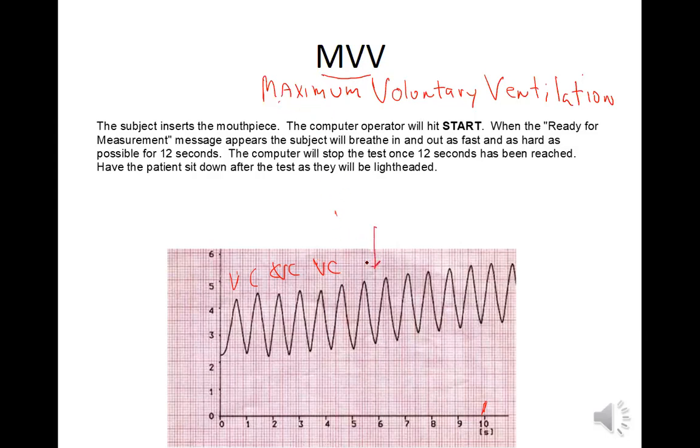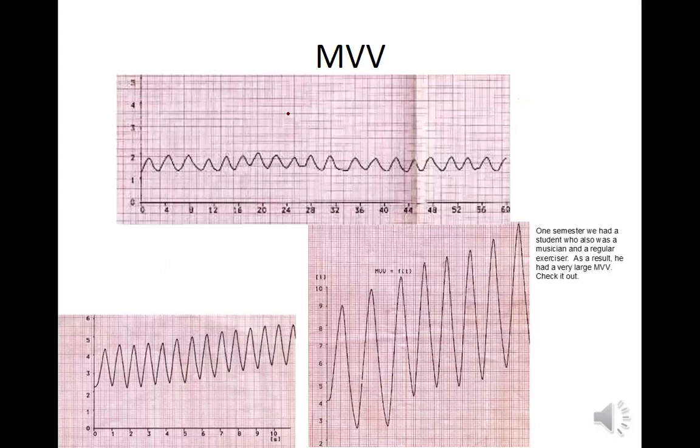You should realize, and make sure you don't call this VTAC or something like that, because the paper is exactly the same. We use the same paper for the spirometry as we do for EKG. So this is MV right here: your minute volume, your respiratory rate of 20, and your average tidal volume of 0.6 liters. So this is MV. This is MVV. And this is MVV.